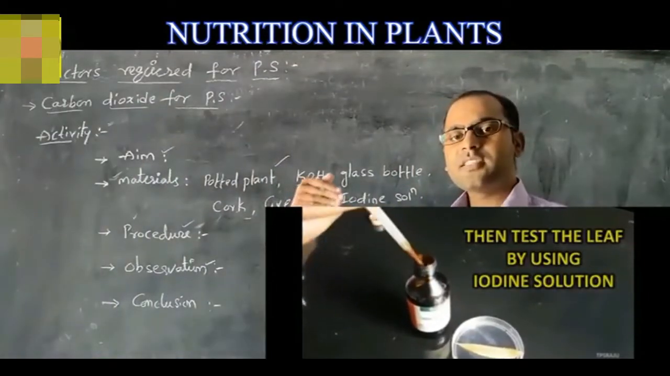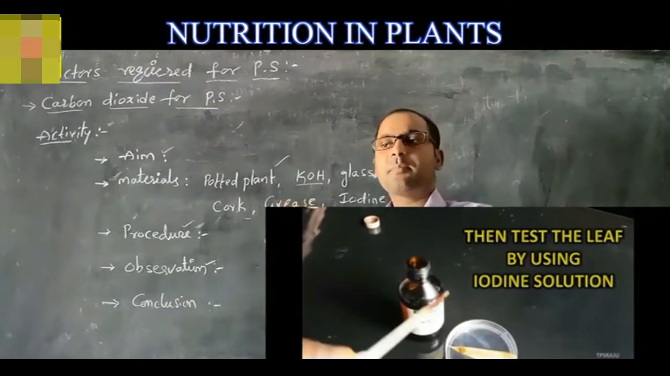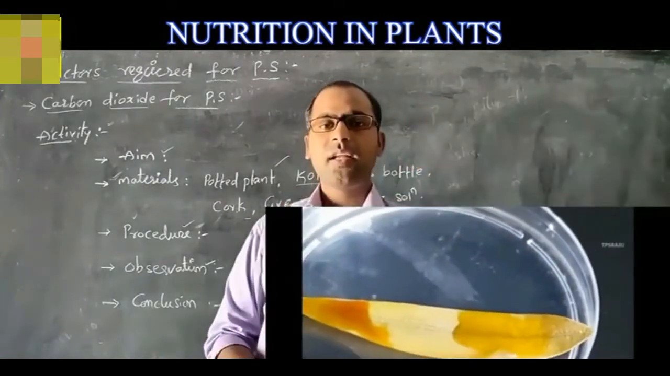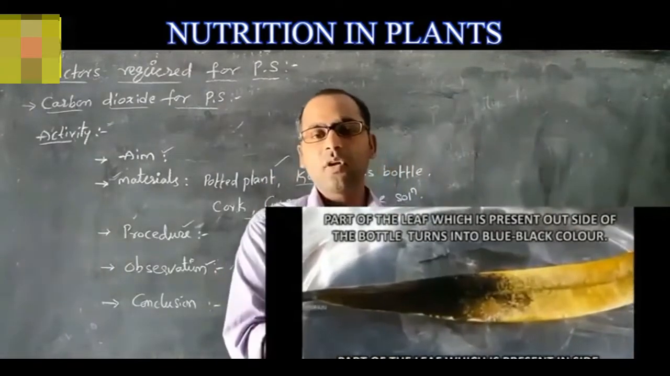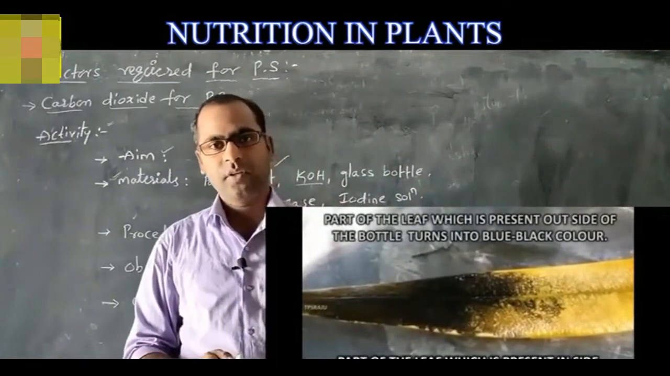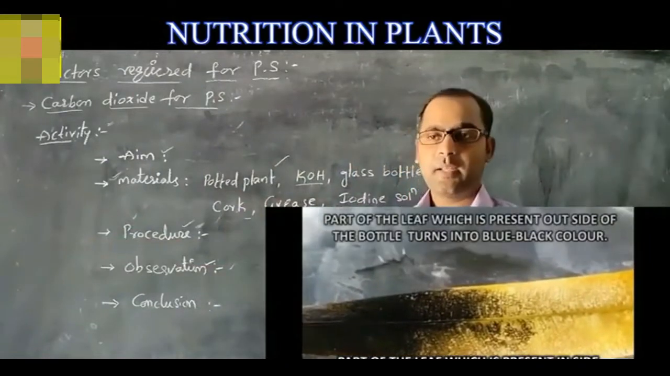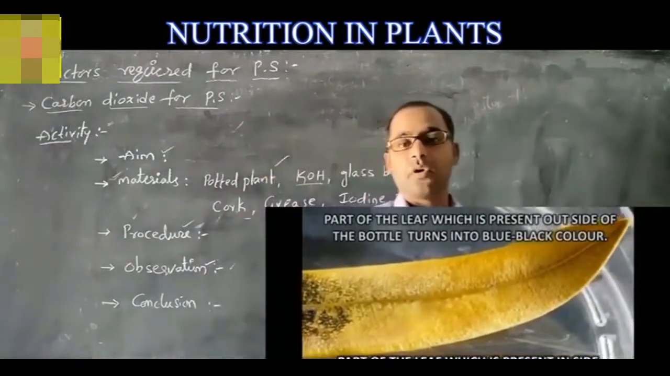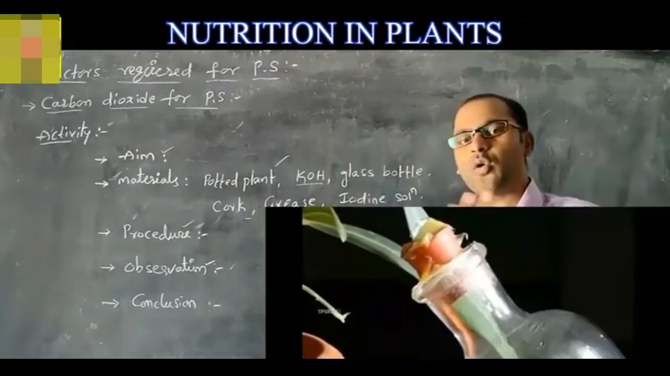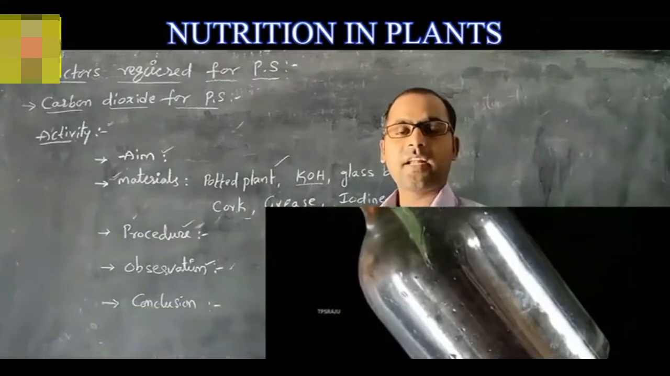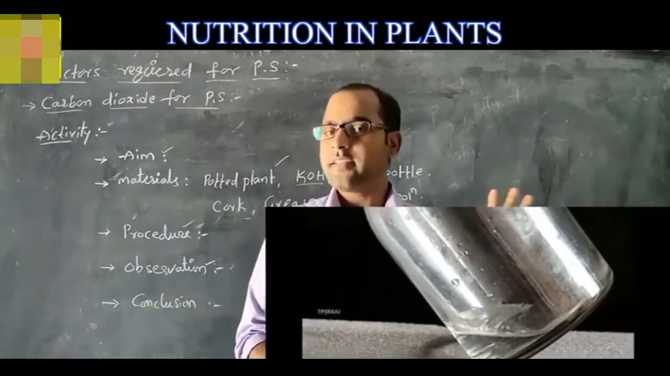The part of the leaf which is present inside the bottle has not turned bluish black, and the part of the leaf which is present outside the bottle has turned bluish black. That means in the part of the leaf inside the bottle, no photosynthesis has taken place. The part of the leaf which is exposed to the atmosphere, photosynthesis has taken place. Inside the bottle, photosynthesis has not taken place because there is no carbon dioxide, which is absorbed completely by the potassium hydroxide solution we placed inside.